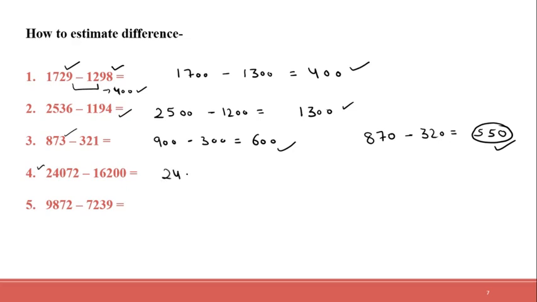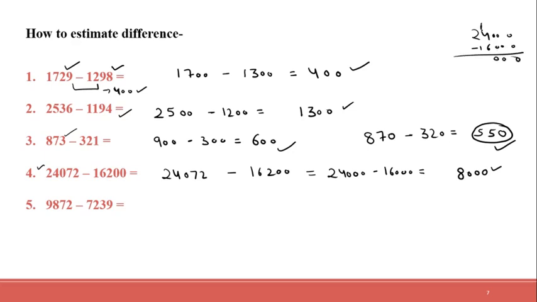Here it is written 24,072, and here it is written 16,200. We can convert it to the nearest thousand. First, let's do it that way only. Okay, 24,000 minus 16,000. It will become 24 minus 16 is 8. So it will become 8,000.